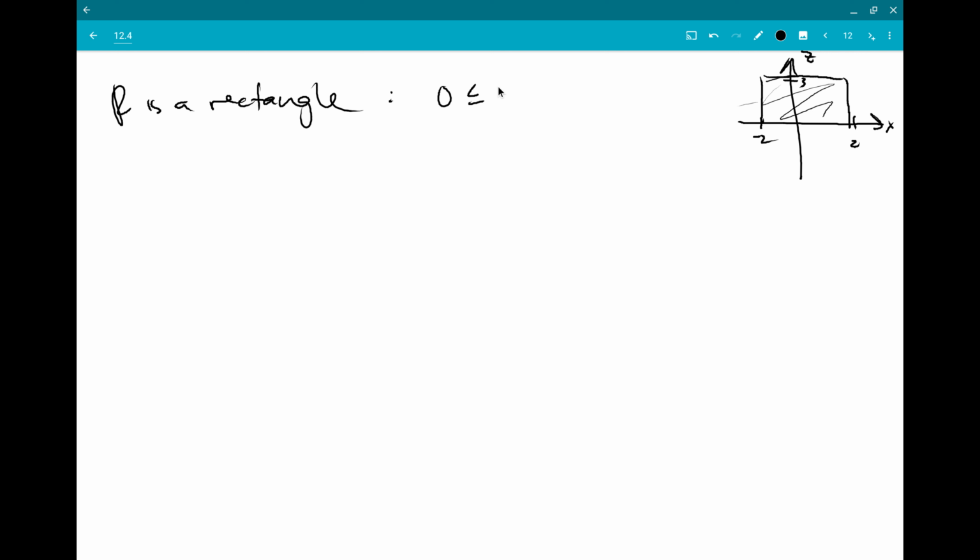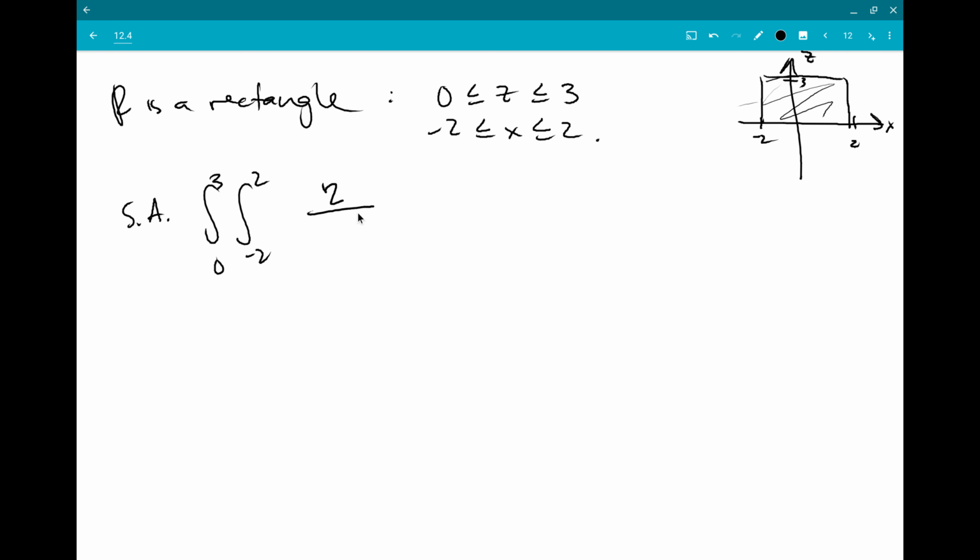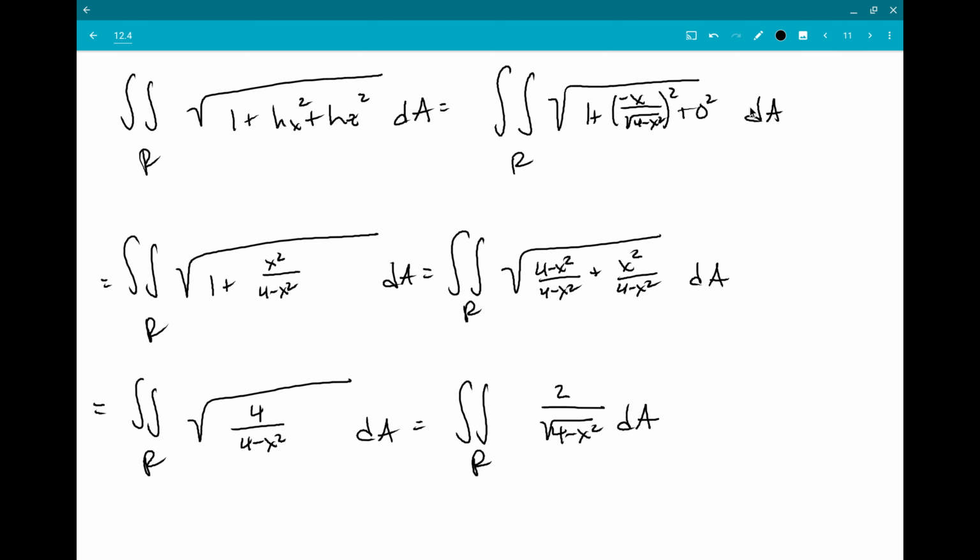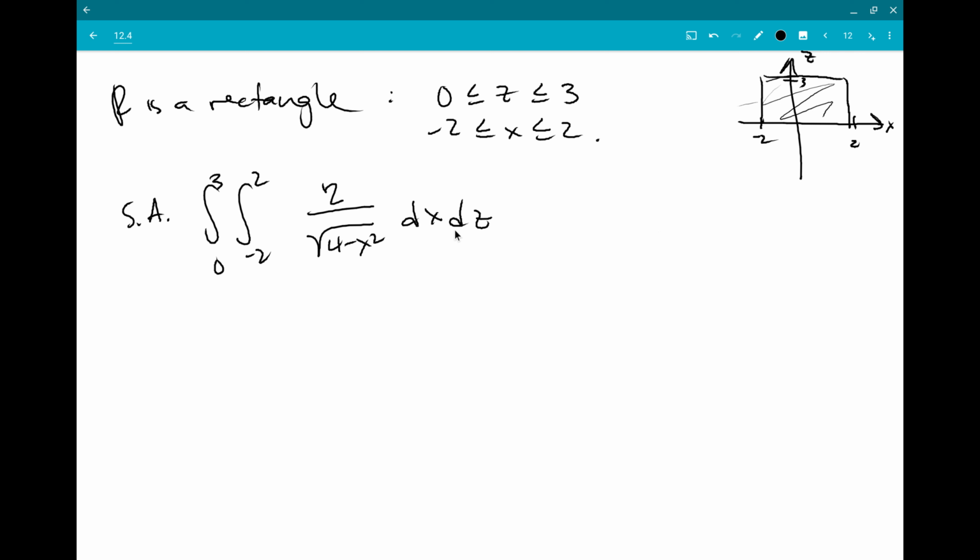So 0 less than or equal to z less than or equal to 3, and negative 2 less than or equal to x less than or equal to 2. So my surface area is the integral from 0 to 3, negative 2 to 2 of 2 over root 4 minus x squared dx dz. x went from minus 2 to 2, z went from 0 to 3. Okay, and so we can go ahead and evaluate this integral.